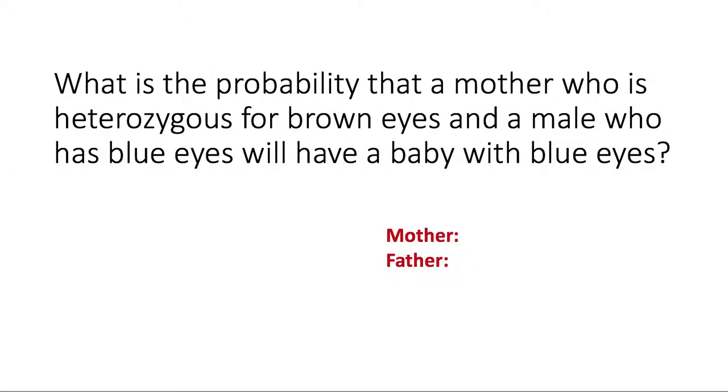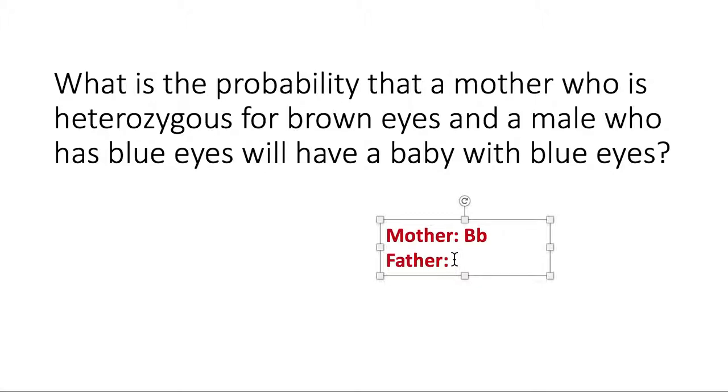So let's do a sample problem. What is the probability that a mother who is heterozygous for brown eyes and a male who has blue eyes will have a baby with blue eyes? So we're going to look for the question and find clues. So we know that the mother is heterozygous, and the heterozygous genotype is a capital B and a lowercase b because we have one that's dominant and one that's recessive, because heterozygous means two different alleles. The father, I don't have that information, but I know that he is a male who has blue eyes. So I know that the father has blue eyes.